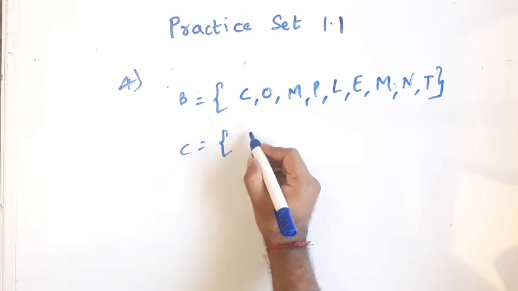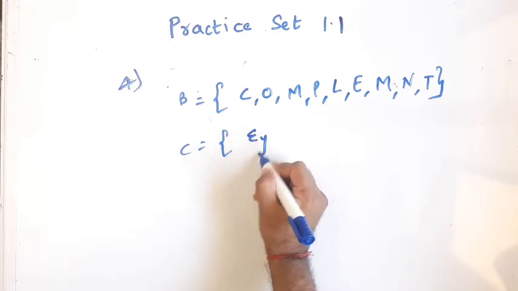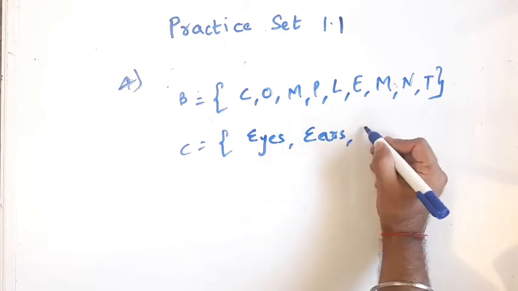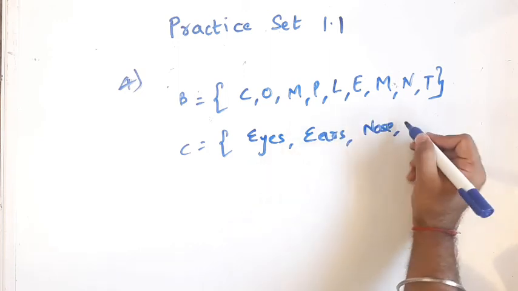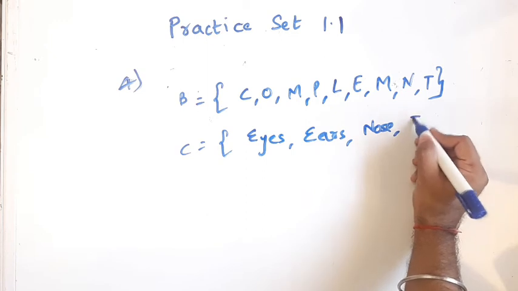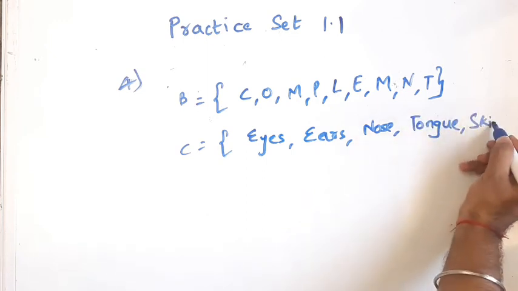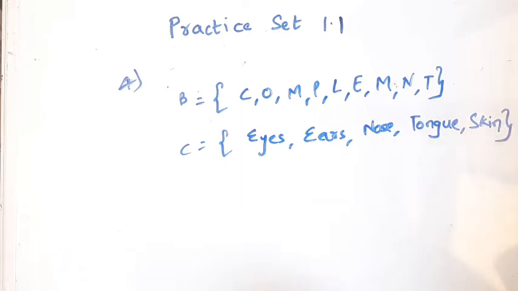set of human sensory organ. So you can write eyes, ears, nose, tongue and skin. Okay, these are our 5 sensory organs.